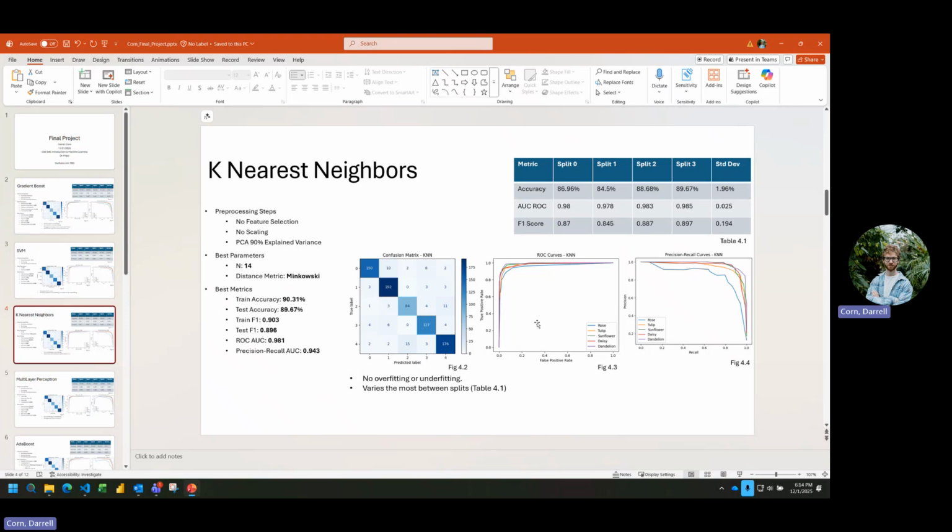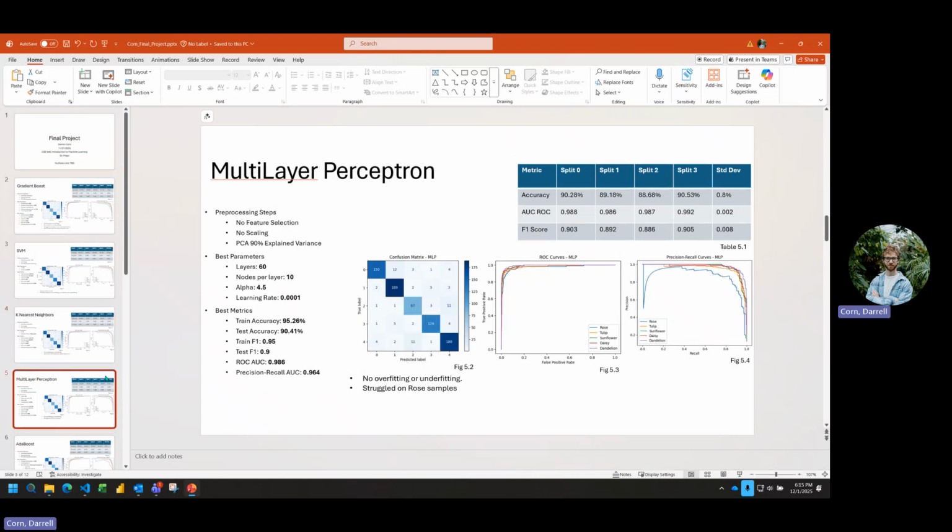Something else that seemed interesting about k-nearest neighbors was that the metrics seem to vary between splits more on this algorithm than other classifiers. We had a standard deviation of 1.96% on the accuracy metrics, which is much higher than any other classifier. I think this is saying that this model may not be able to generalize well to other data based on the pattern it's found.